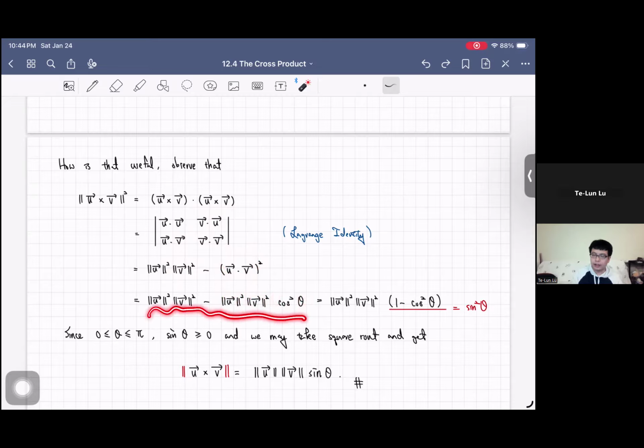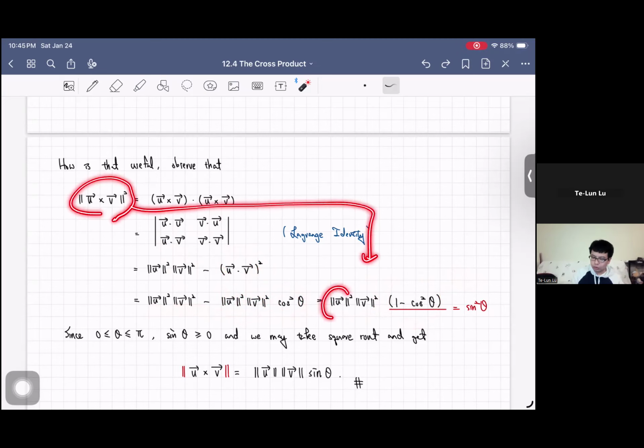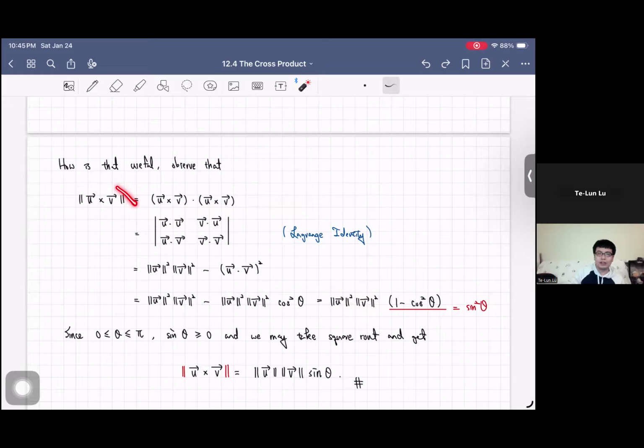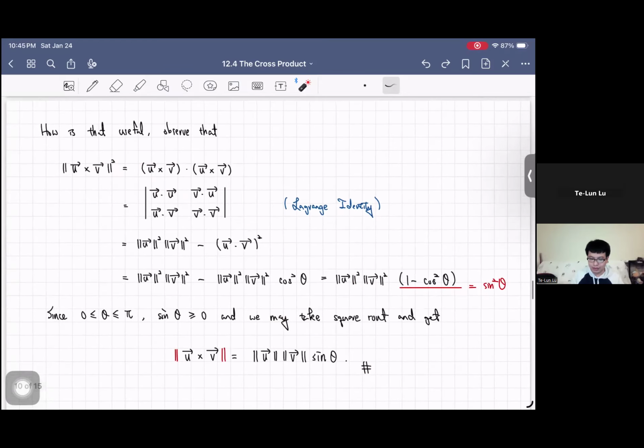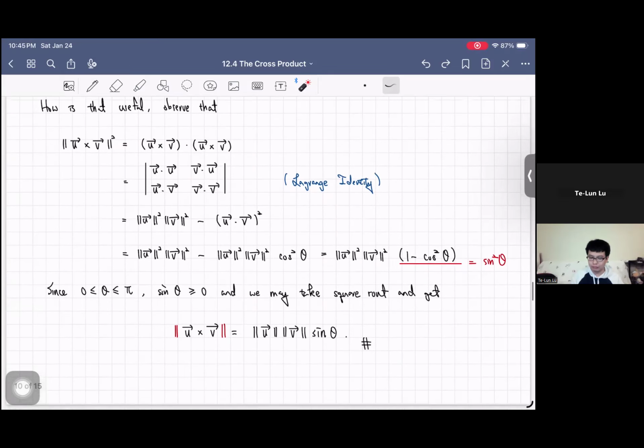So we can factor out the u squared and v squared here, which gives 1 minus cosine squared, and by the Pythagorean identity, that is sine squared. So at the end of the day, we have the magnitude of u cross v squared is equal to u squared v squared times sine squared. However, since everything is positive, you can take the square root and you get that the magnitude of u cross v is the magnitude of u multiplied by the magnitude of v multiplied by sine theta. Okay, so there's that. I hope everyone enjoyed the proof. It is somewhat interesting through the Lagrange identity.